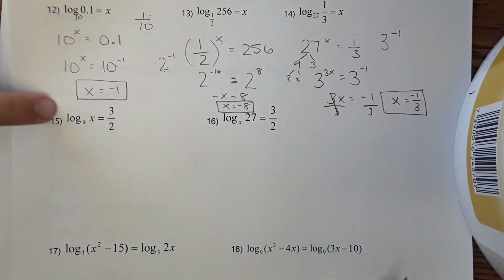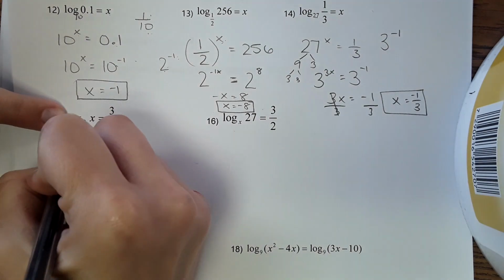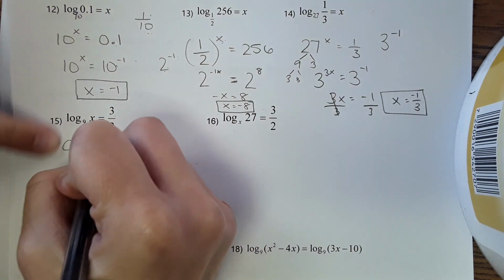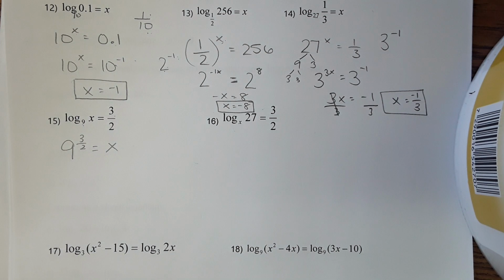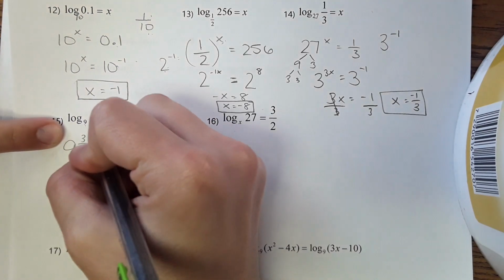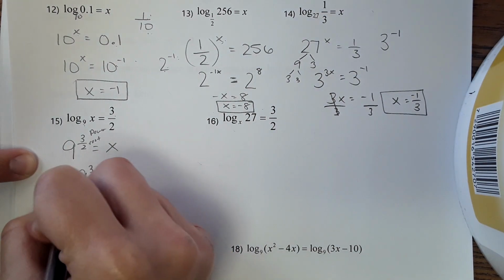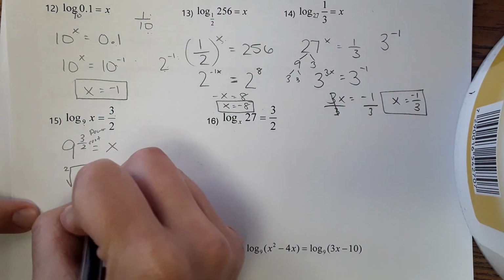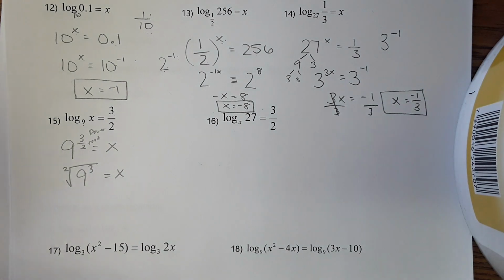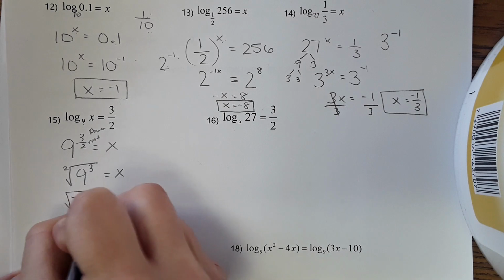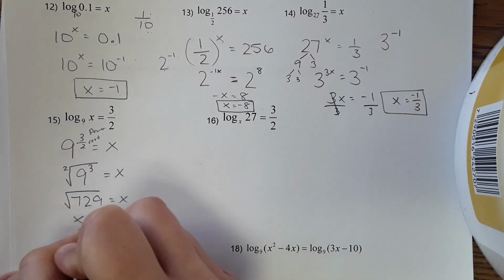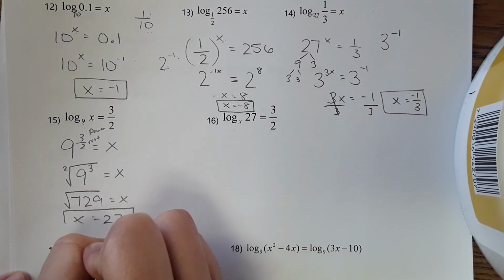Okay, so 15, base is the base, exponent at the end, so 9 raised to 3/2 power equals x. Say what? This is actually bringing in what we did yesterday. Remember yesterday it was power over root. So therefore it would be 9 to the 3rd power, square root, equals x. 9 cubed is 729. Square root of that, x equals 27.